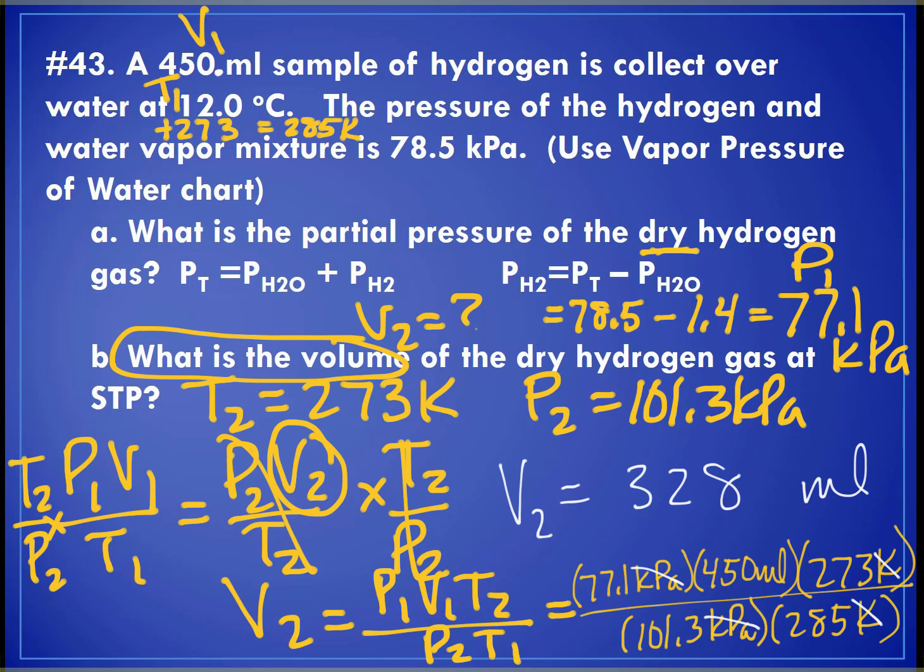So we have 3 sig figs, and make sure that when you're doing your math that you multiply everything on the first line, and then if you keep those numbers separate when you put them in your calculator, the ones in the denominator, make sure you press the divide sign first. So it's all those numbers multiplied on the top, divided by 101.3, divided by 285. And all your units cancel out to leave you with milliliters, 328 milliliters.